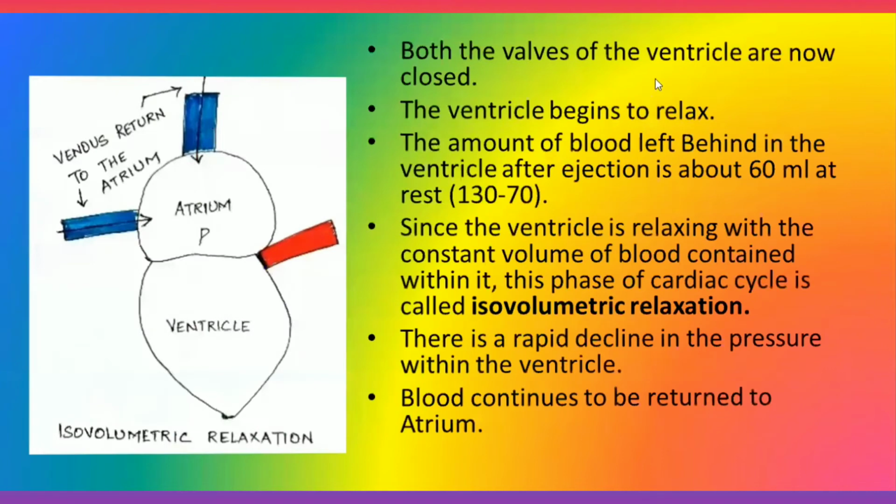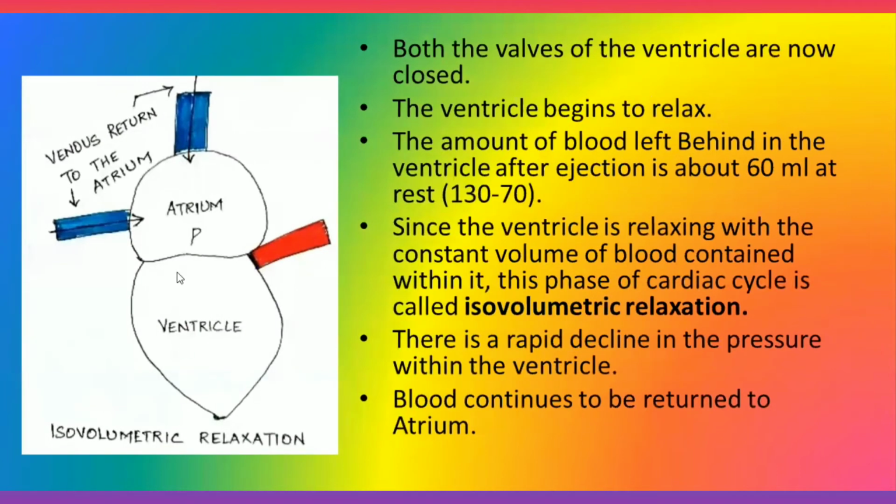Both the valves of the ventricle are closed. The AV valve is closed and the semilunar valve is closed. What will happen? The ventricle begins to relax. The amount of blood left behind in the ventricle after the ejection is about 60 ml at rest. So it is between 130 and 70 ml. Since the ventricle is relaxing with a constant volume of blood contained within it, this is called isovolumetric relaxation. First we saw isovolumetric contraction. Now it is isovolumetric relaxation.